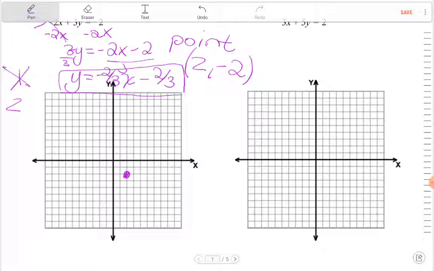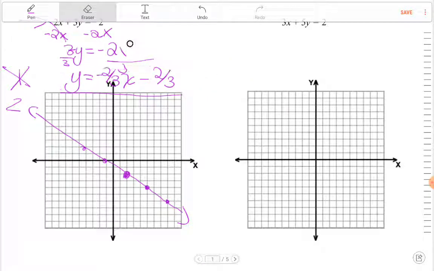And from this point, I can count my slope. My slope is -2/3, so I'm going to go down 2 and 3 over. And I'm going to do it a few times to get a clear picture on how the line is going to go. In this case, it actually continues. Here's my pattern like this. And I can draw my line.